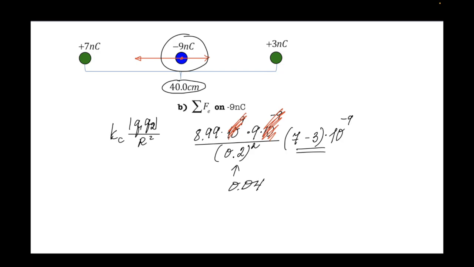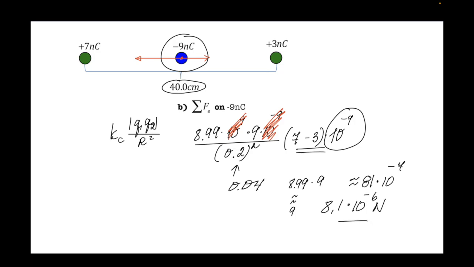That is over 0.04. So that's a 4 over 0.04. That's 100. What I end up with is 8.99 times 9. This is practically a 9. That's another 9. So it's almost an 81 times 100 and 10 to the negative 9. That's 10 to the negative 7th. So I can do 8.1 times 10 to the negative 6th newtons, and the direction will be to the left, and that right here is our answer to this question, where we're looking for the force on the negative 9 nanocoulombs right in the middle between two other charges. There you go.